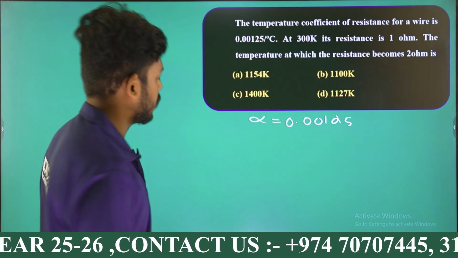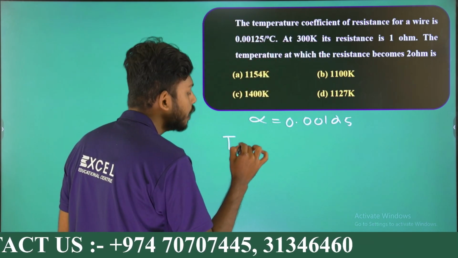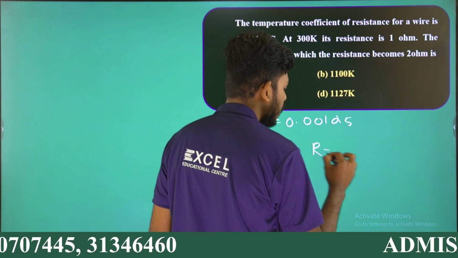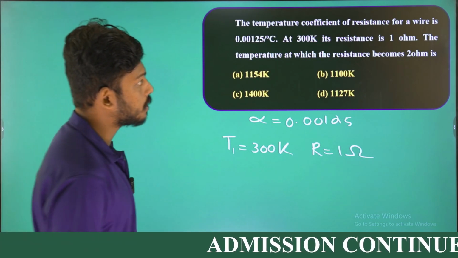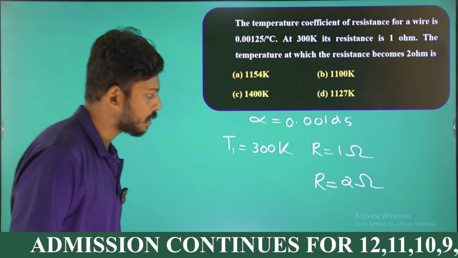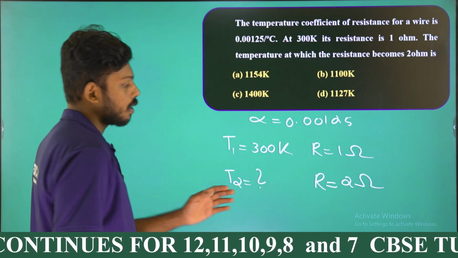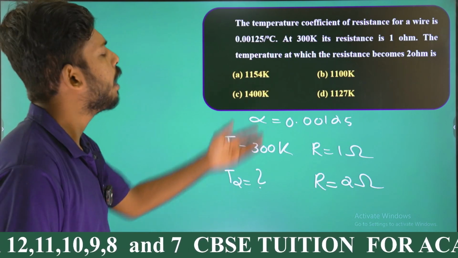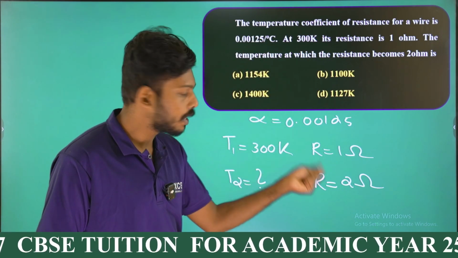At 300 temperature, what is the value? That's the first temperature, so T1 is 300 Kelvin. At 300 Kelvin, the resistance is 1 ohm. We want to make the resistance 2 ohm. At what temperature will the resistance become 2 ohm? So T2 is equal to question mark. It's actually a very simple question. We have a direct equation which connects temperature, resistance, and alpha.